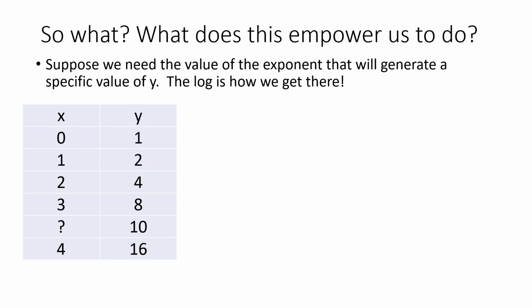So we have there our original table. So this is the x and this is 2 to the x over here. And the original table had these values in it. And you'll notice that we have this new value.